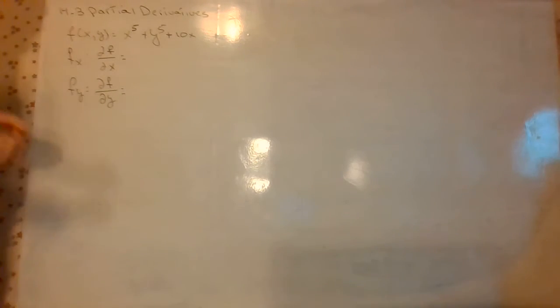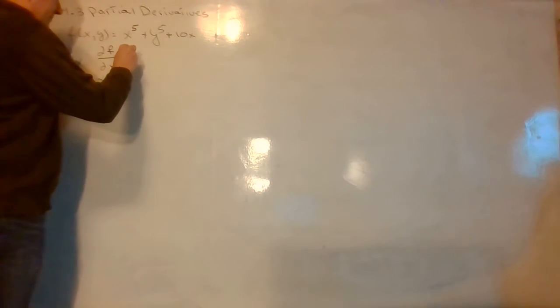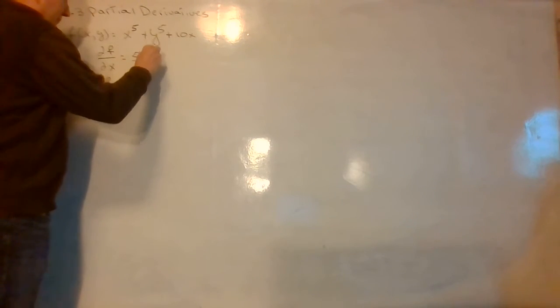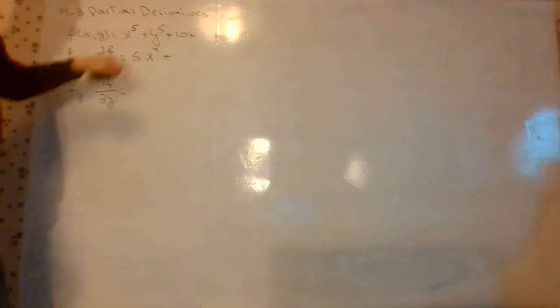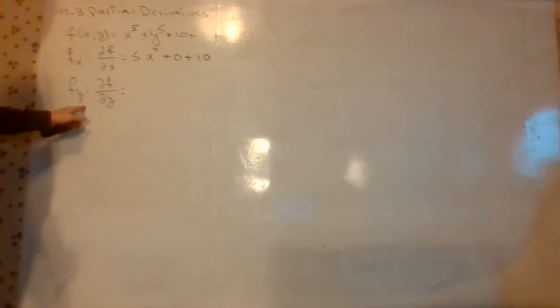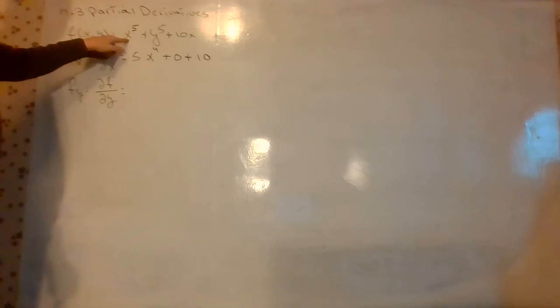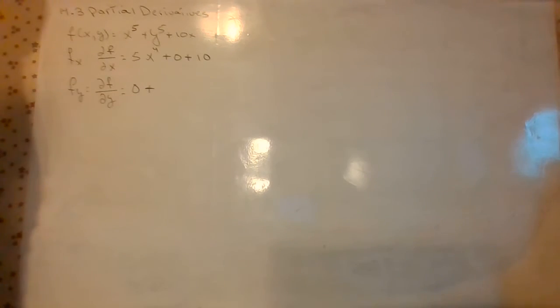And so we differentiate x to the fifth and get 5x to the fourth. Y is a constant. The derivative of a constant is 0. And then the derivative of 10x, the partial derivative, is 10. The y partial, it turns out, well, x is constant. That gives us 0. Of course, you can leave that out of your answer.